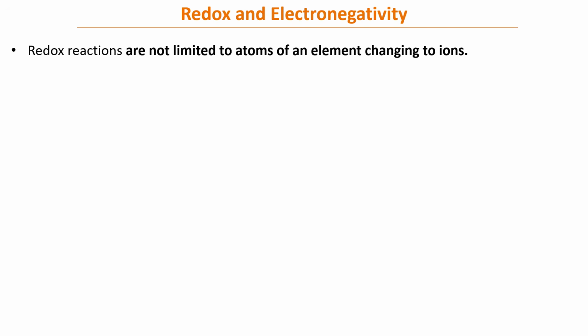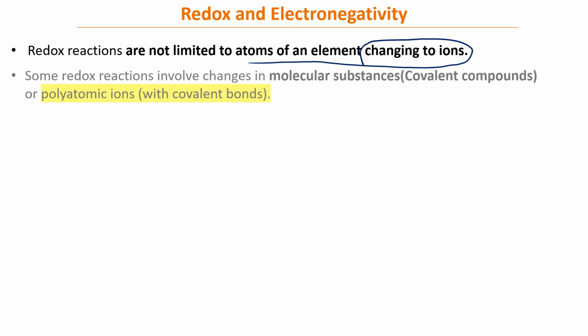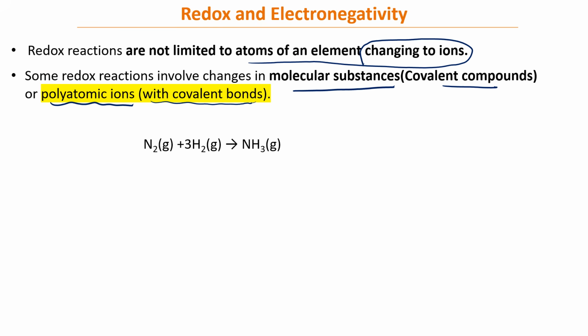Now, redox reactions are not limited to atoms of an element changing to ions. الحين كل اللي أخذناه الحين هو تفاعل يكون مركب أيوني. Now we will look at something else. Okay. Now some redox reactions involve change in molecular substances, now covalent compounds or polyatomic ions. The polyatomic ions have covalent bonds between their atoms. So for example, N2 plus 3H2 gives us NH3. Now, no ionic compound here, no ions.